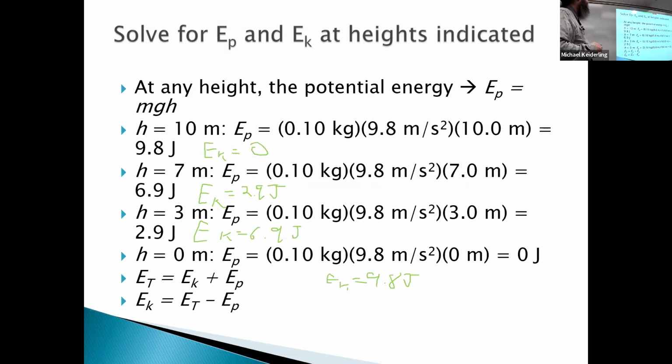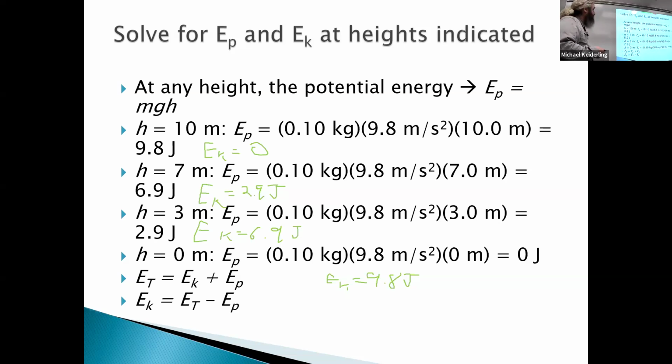So at our first height, 10 meters, potential energy is 0.1 kilograms times 9.8 meters per second squared times 10 meters. It's 9.8 joules. We also know at the start, kinetic energy is equal to 0. So our total energy is 9.8 joules.